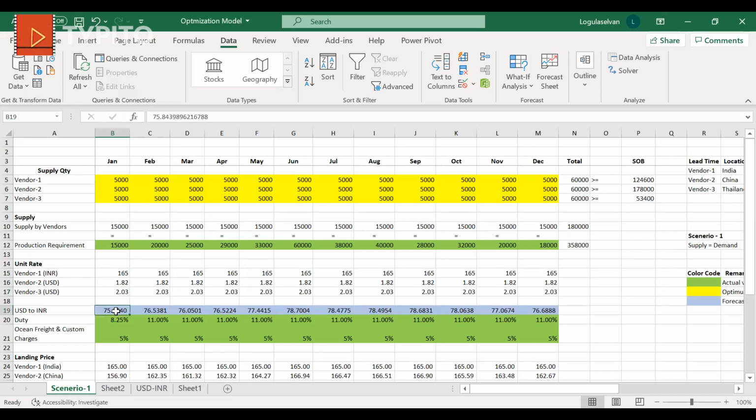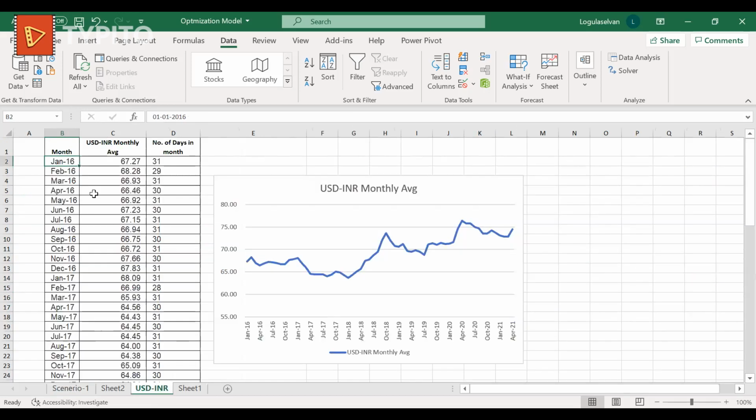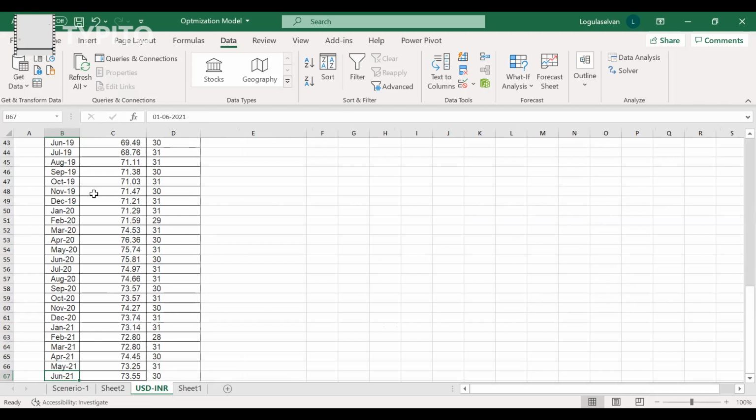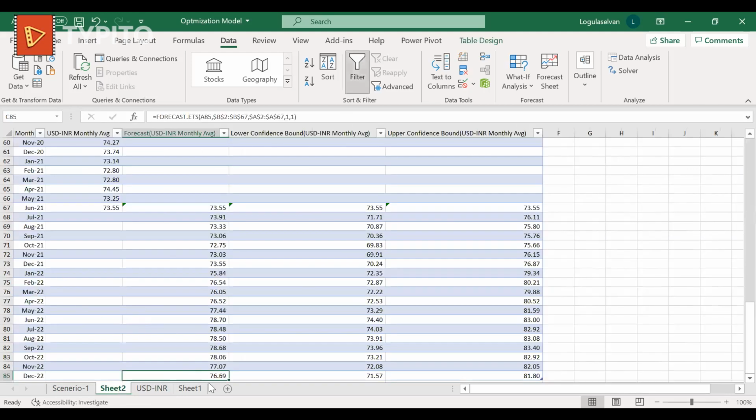Then these are the forecasted values of USD to INR. So we have collected the data of USD to INR from Jan 2016 till June 2021, which is a monthly average. Then we have forecasted the values of USD to INR up to December 2022. If you want to know how to forecast these values, we have already posted a video related to forecasting. We have mentioned that video link in the description. You can visit and understand.